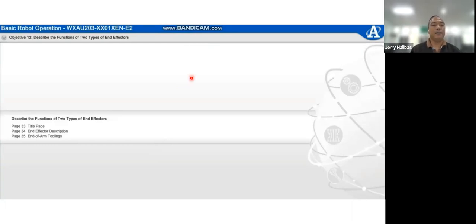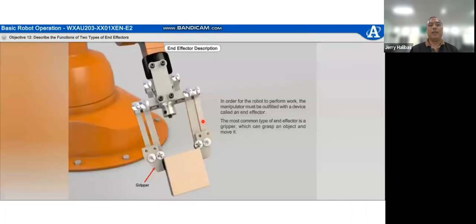Okay, so end effector. There are two types of end effector. An end effector is a device that is attached to the end or the tip of your robot.